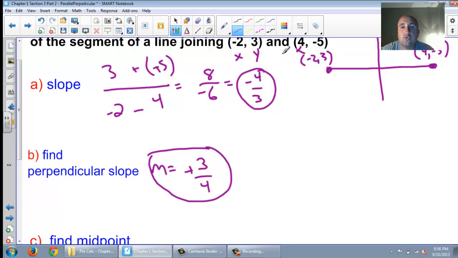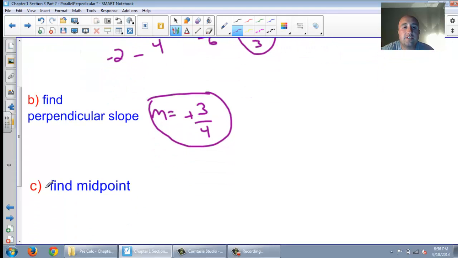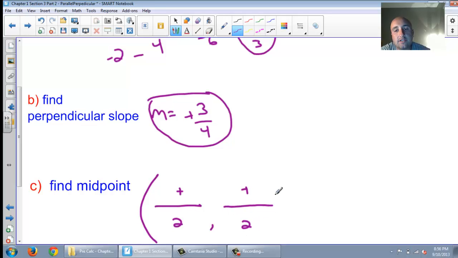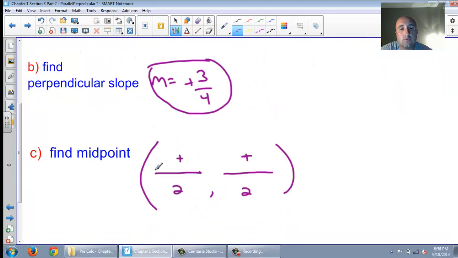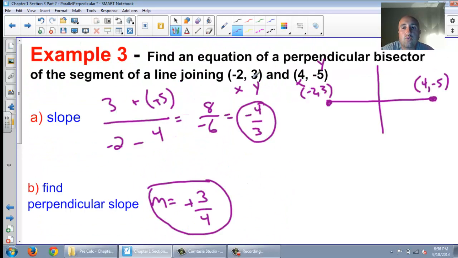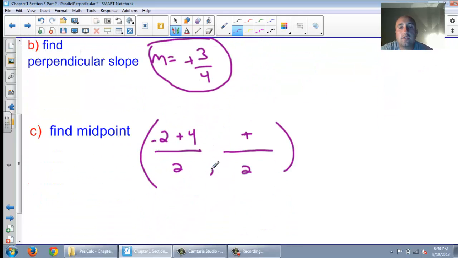Next thing we have to do is find the midpoint. Step C says find the midpoint. So we're going to use our midpoint formula, which we learned a couple sections ago. We are going to add our x's and divide by 2. We're going to add our y's and divide by 2. Okay, so back up at the top, our x's are negative 2 and 4. So we have negative 2 plus 4. And our y's are 3 and negative 5.